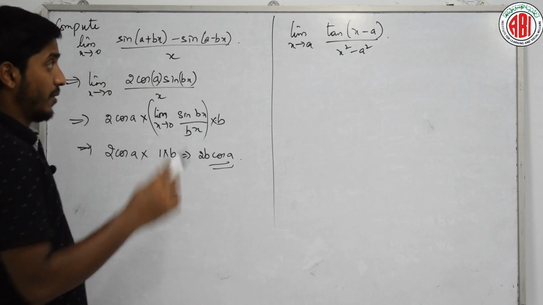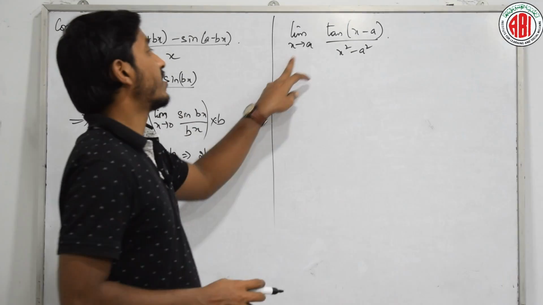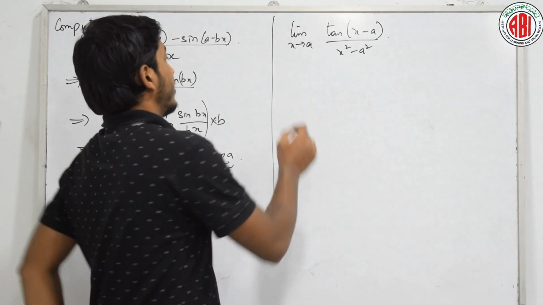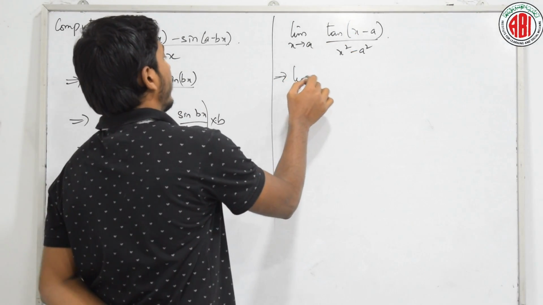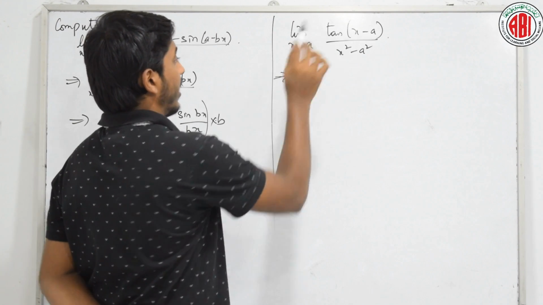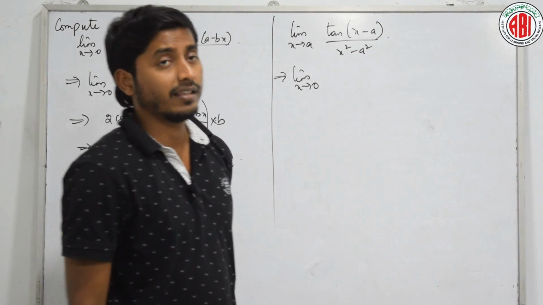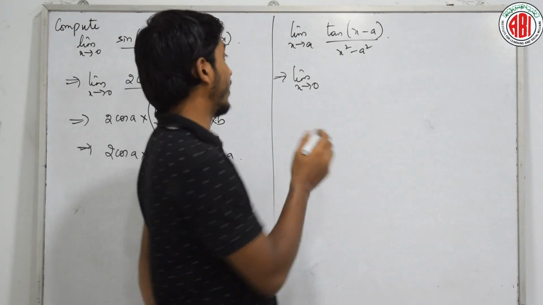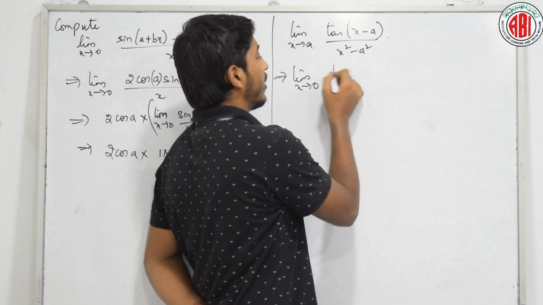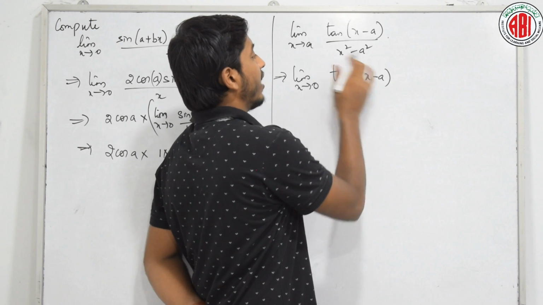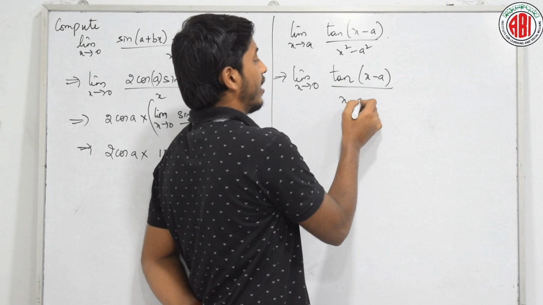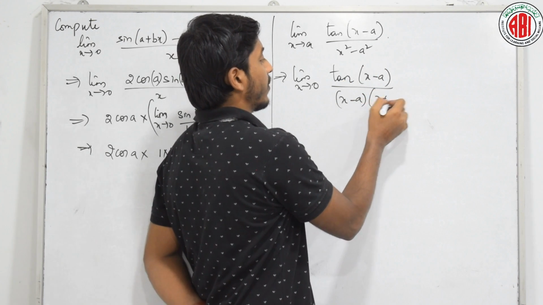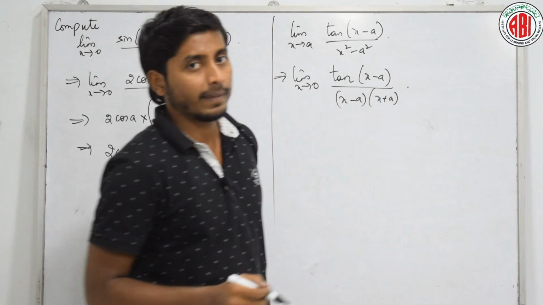Clear? Now look at the next sum. Limit x tends to a, tan of (x minus a) by x square minus a square. How to solve it? Do we have any formula in limit? Tan x by x, right? That is, x minus a should be the term in the denominator also. That is, tan(x minus a) by x square minus a square is nothing but (x minus a) into (x plus a). Is it right?